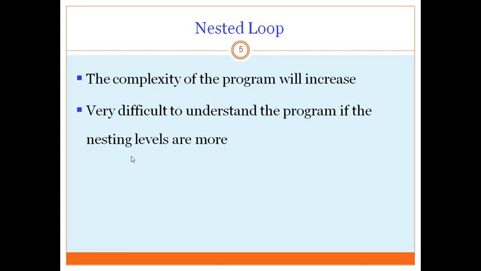A loop is there. If you write a B loop inside the A loop, again a C loop inside the B loop, a D loop inside the C loop, and an E loop inside the D loop, the nested levels are 5 levels. It is very difficult to understand and analyze the program. The programmer will get confused.